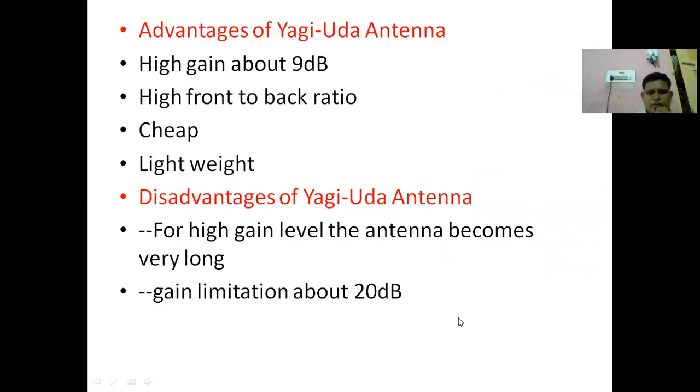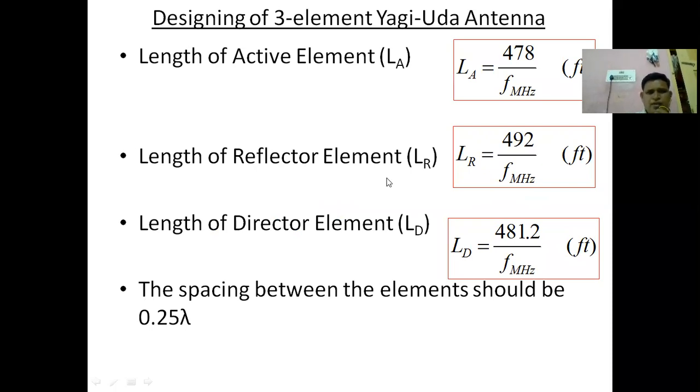So similarly, the length of the directors should be 481.2 divided by the frequency in megahertz. The spacing between the elements should be 0.25 lambda. This may vary for different designs, but normally this should be 0.25 lambda. This is about the design constraints for this 3-element Yagi-Uda antenna.